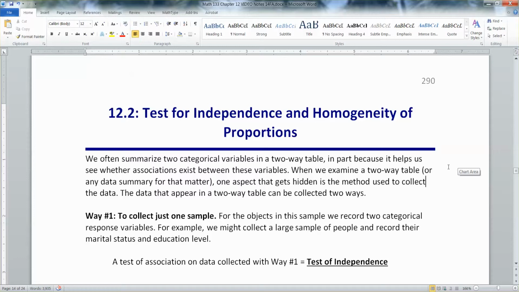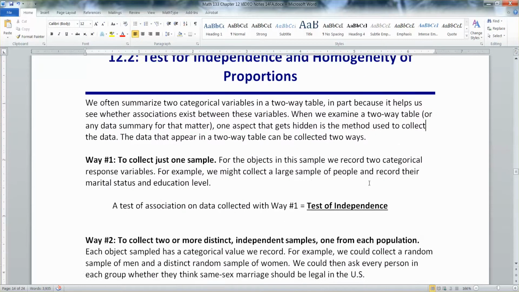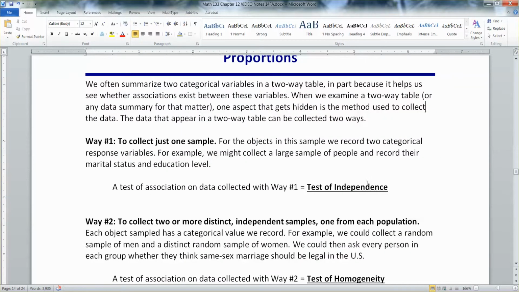When we examine a two-way table, or any data summary for that matter, one aspect that gets hidden is the method that was used to collect the data. That is, the data that appear in a two-way table can be collected one of two ways. So way number one is when you collect just one sample. So for the objects in the sample, we record two categorical response variables. For example, we might collect a large sample of people and record their marital status and education level. If we're going to run a test on that, that would be a test of independence.